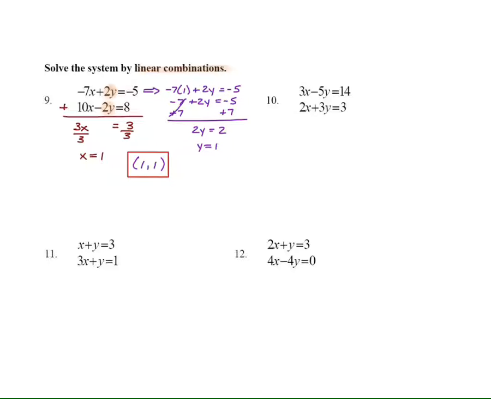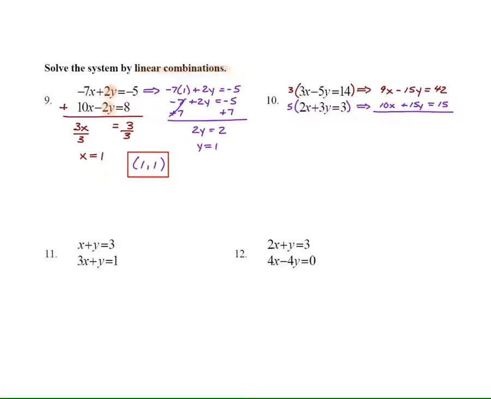But what I can do, though, is multiply one or both equations by something to get the coefficients to match up. So what I'm going to do in this case is multiply the top equation by 3 and the bottom equation by 5. I'm going to do that, and then we'll talk about why I chose that. So multiply everything by 3, I get 9x minus 15y equals 42. Multiply the bottom equation by 5, I get 10x plus 15y equals 15.